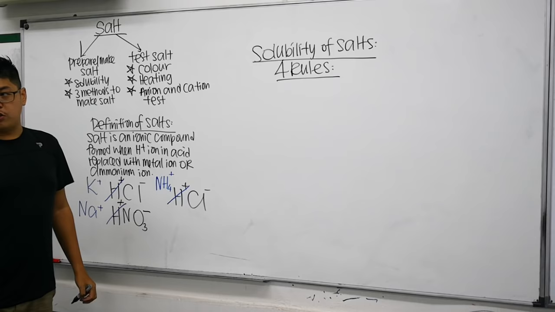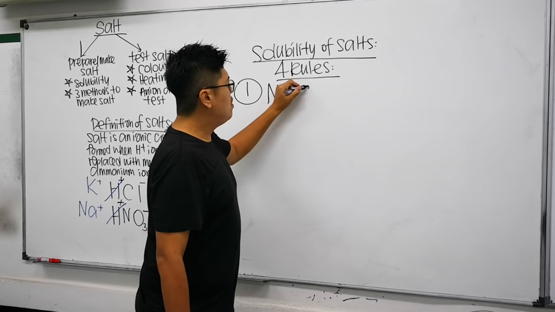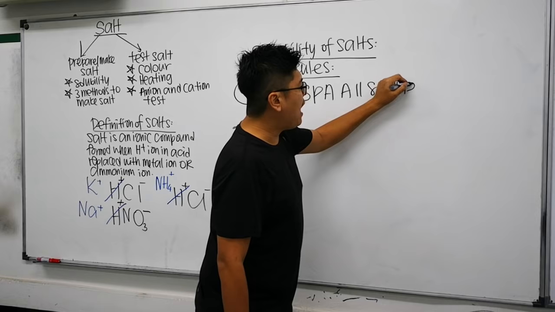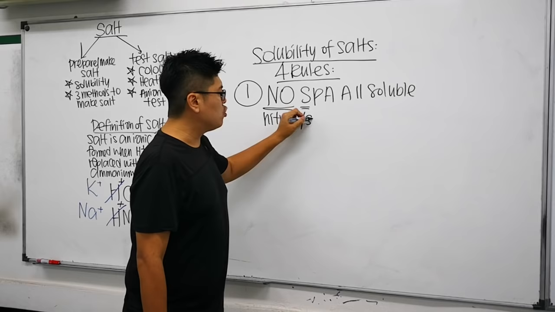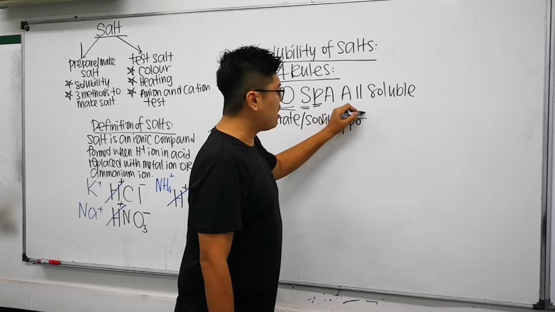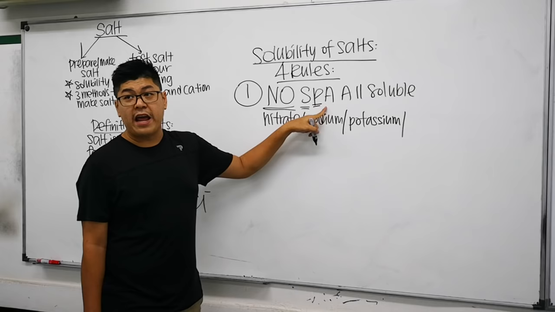There are four. Rule number one, NoSPA is all soluble. The word No here stands for nitrate. S stands for sodium. P stands for potassium. The A is a bit trickier. A lot of people think A is aluminium. No, it's not. A is ammonium.